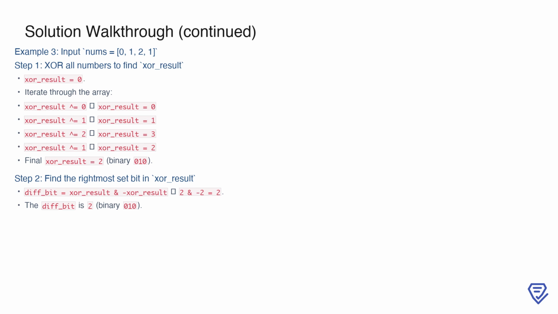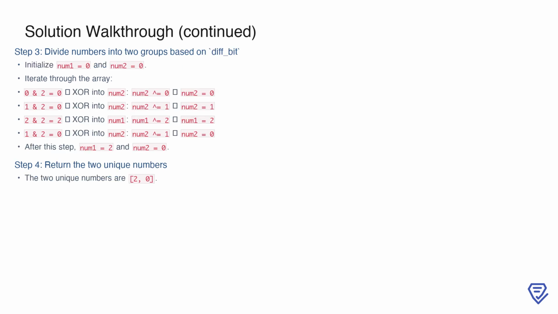based on this distinction. With the diff_bit determined as 2, we separate the numbers into two groups. Using the condition number & diff_bit, we XOR numbers into number 1 or number 2 accordingly. Starting with number 1 equals 0 and number 2 equals 0, the number 0 does not have the diff_bit set, so it is XOR'd into number 2.